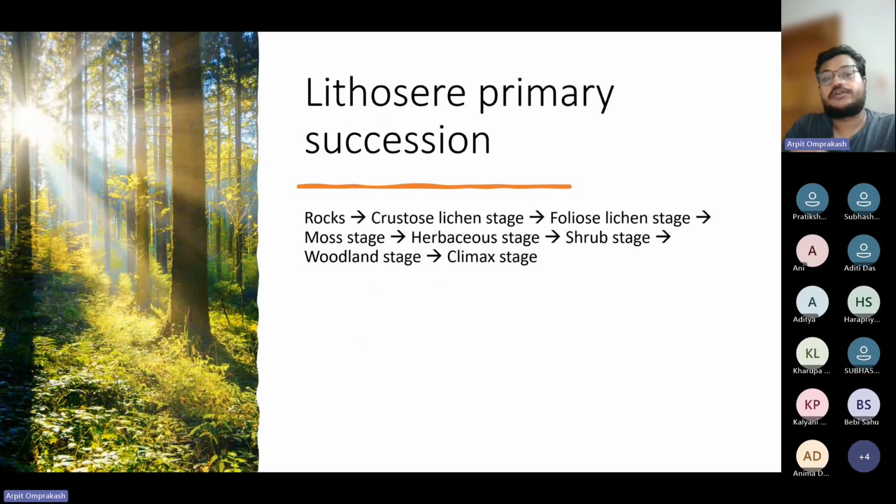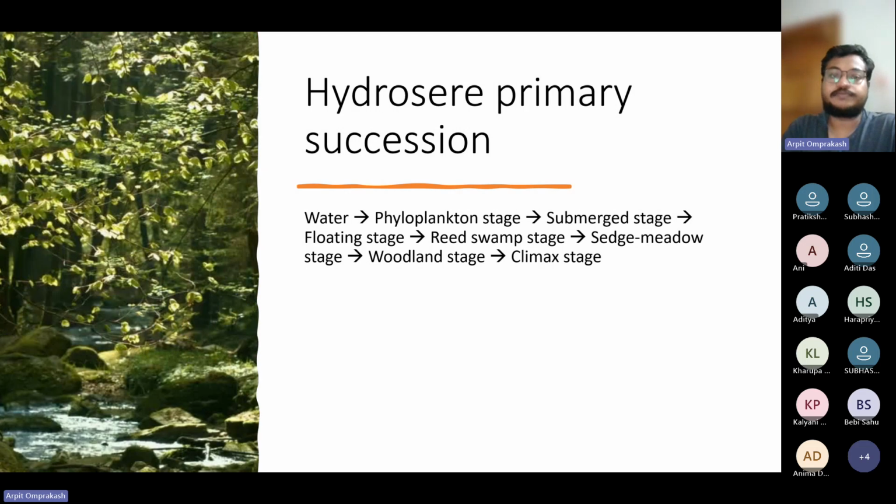So we talked about this. This is an example of lithosphere primary succession. So basically, as we said before, rocks, then comes crustose lichen. These basically form crusts on the rock. Then foliose lichen, which look like leaves. Then the moss stage, and moss stage gives rise to herbaceous stage after formation of soil and humus. Which gives rise to shrub stage, woodland stage, and basically the climax community in the area.